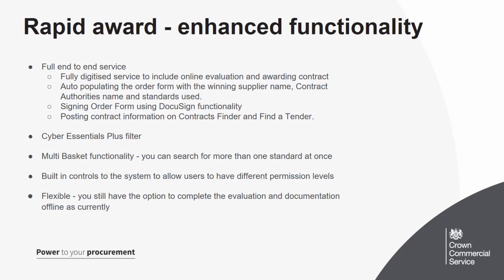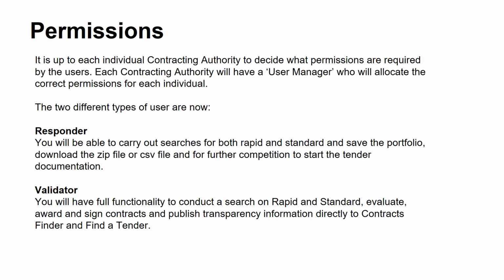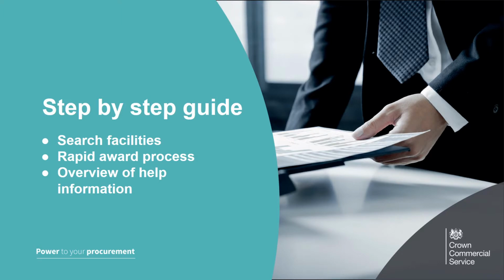We will walk you through the whole system and highlight the enhancements available to you. It will be up to the individual contracting authority's user manager on what permissions will be allocated to individuals. CCS is not responsible for this activity. If you are experiencing difficulties, please contact CCS or support@nqc.com, who will be able to help you. I will now take you through the step-by-step instructions on how to use the system.